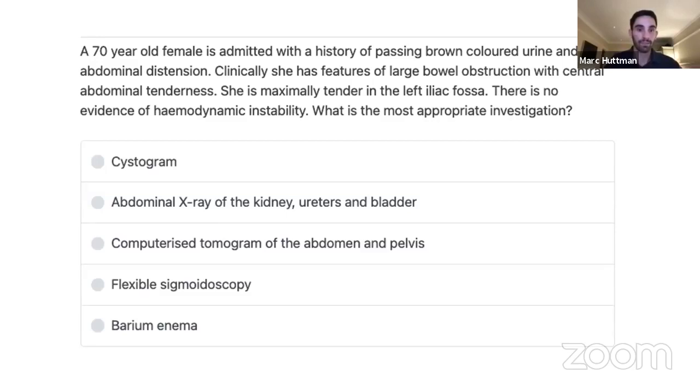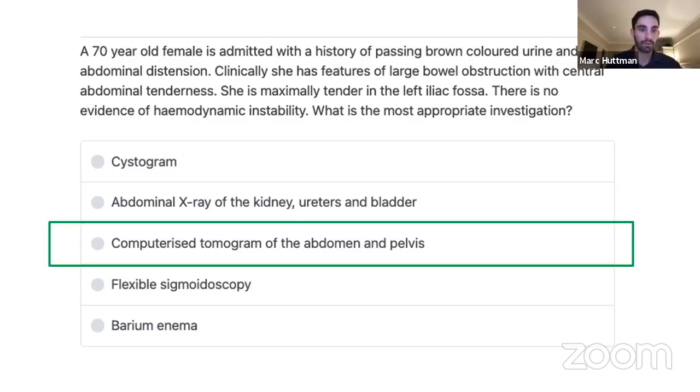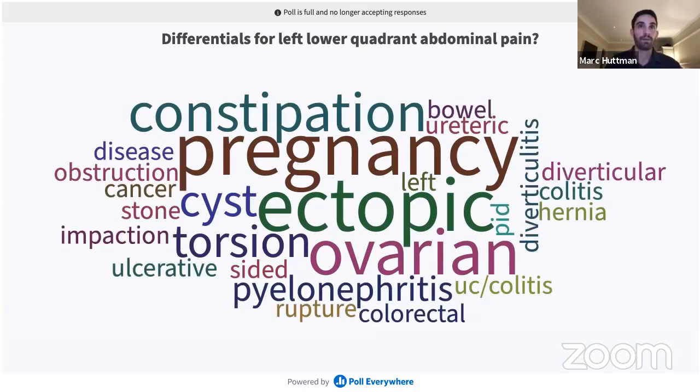Last question is, what's the most appropriate investigation for diverticulitis? And we've gone through that, so I won't go through this very quickly. Great, so they've all come up on my screen above. I hope they have for you as well. Constipation, ureteric, pregnancy, left ectopic, cysts, torsion, ovarian, ulcerative colitis, impaction stone, cancer, rupture, pyelonephritis, UC colitis, PID. These are all great. Which ones have we not got? Ischemic colitis, that's one that's not been mentioned.